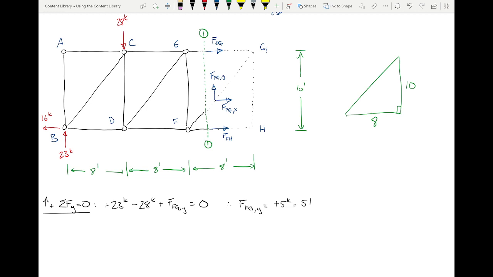Hold on. 5 kips up. I didn't mean to erase that.